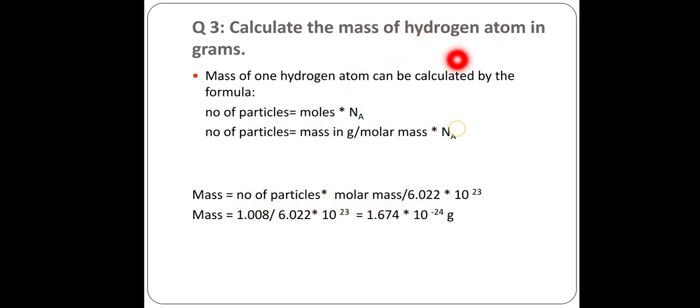Only one hydrogen atom. So 1 into the molar mass of hydrogen, which was 1.008. So it became 1.008 divided by 6.022 into 10 raised to 23, and the answer was 1.674 into 10 raised to power minus 24 grams. So the mass of one hydrogen atom would be this. I hope it is also very clear to you.